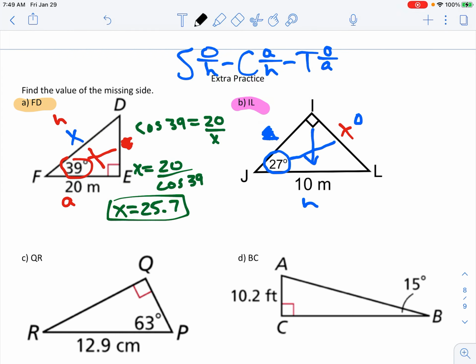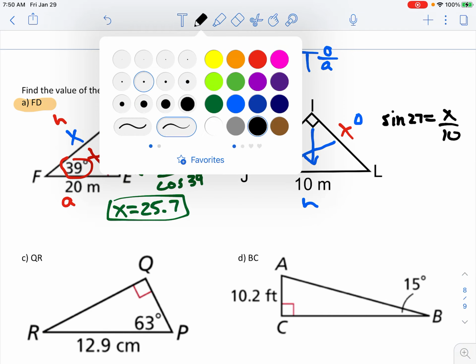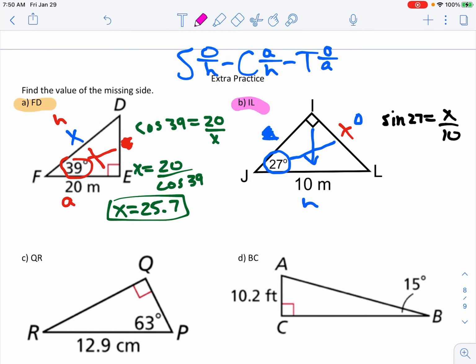Up above would be sine. So I'm going to say sine of the angle, sine 27 equals, I need O first, H second. I notice that x is on the top of the fraction, so this is going to be a multiply, number times function. If I put that into my calculator, 10 times sine 27 will tell me that I get 4.5.